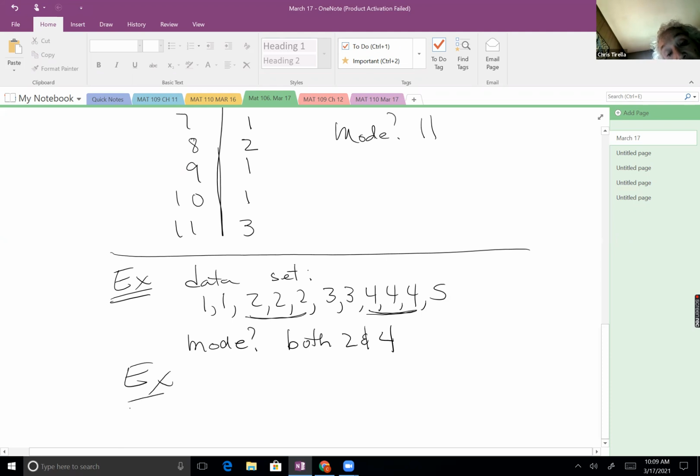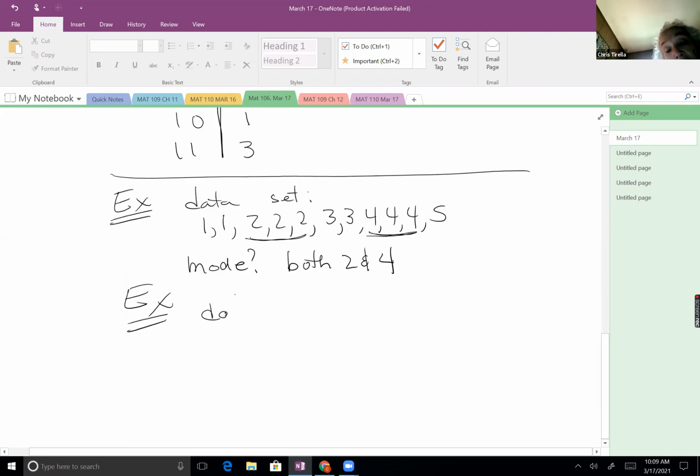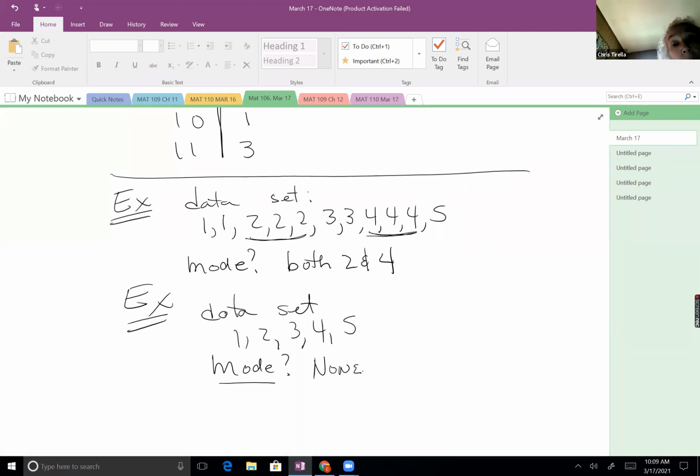And one last example, let's say we have a data set: 1, 2, 3, 4, 5. And this time, if I ask for a mode, does everybody see nothing repeats? So we can say there is none. Some data sets don't have a mode. Some data sets have more than one mode. And some data sets have a single mode. If we're looking at a frequency distribution, we're just looking for the value that has the highest frequency.